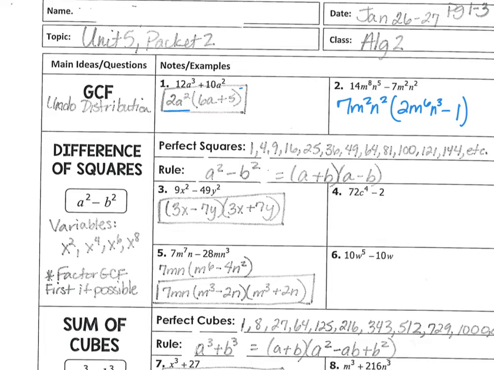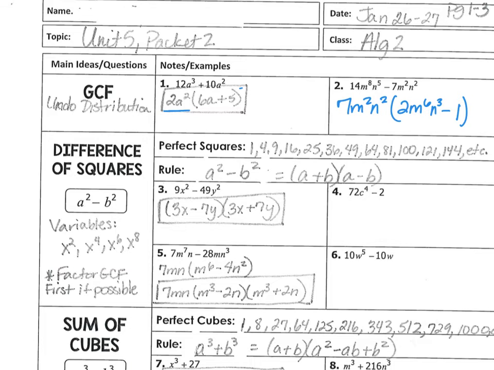To check your work on that, you would distribute back. If I multiply it back, I end up back where I started. That's how you can tell if you've done it correctly. Okay, so GCF we practiced. It's just a little refresher of it. Now let's talk about difference of squares.